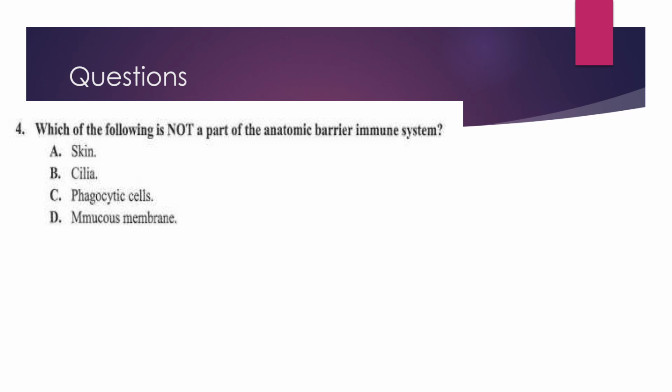Next, which of the following is not a part of the anatomic barrier immune system? A, skin; B, cilia; C, phagocytic cells; D, mucous membrane. Of course, the answer here is C.